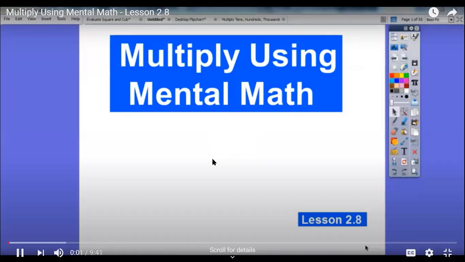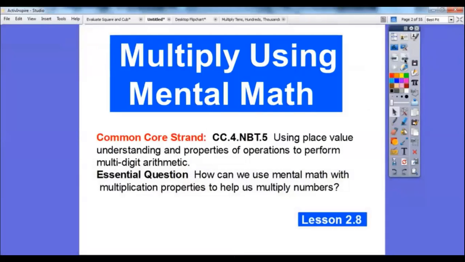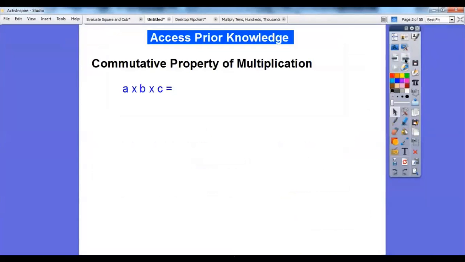Hey folks, Mr. Mathlog here, and this lesson is section 8 of chapter 2 in our textbook. It's called Multiplying Using Mental Math. Here we're going to use some math strategies, our properties of multiplication, to help us multiply numbers. So some nice tricks in here.